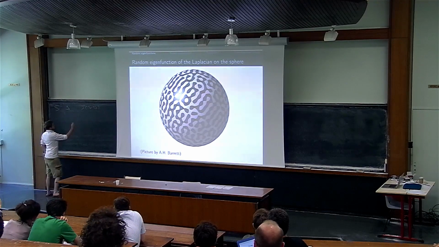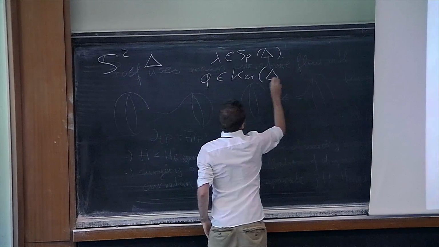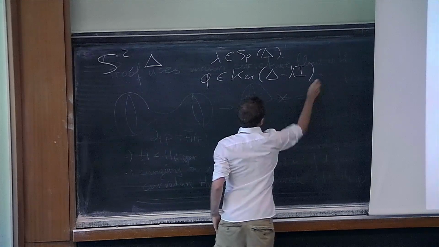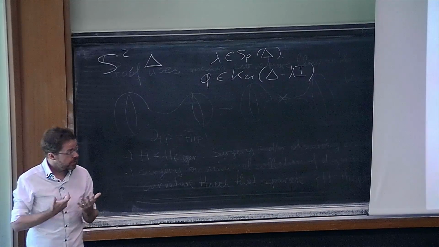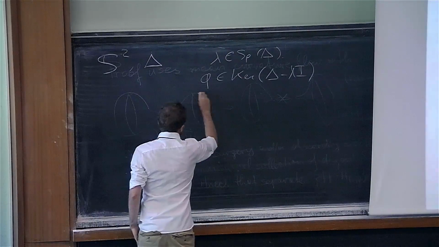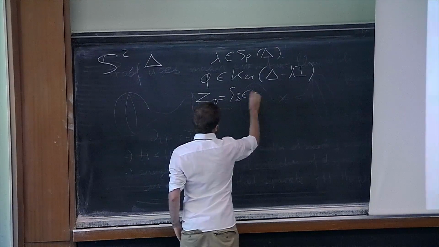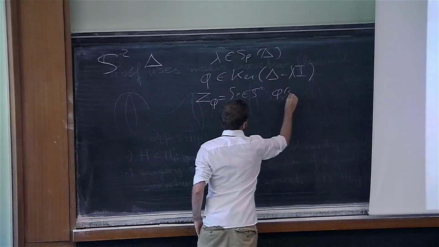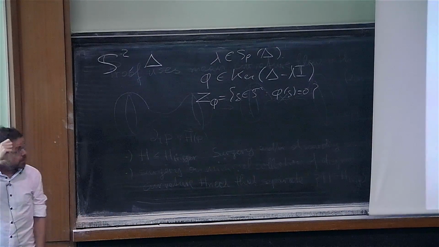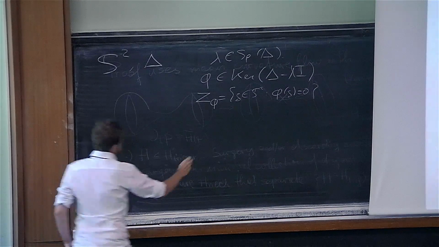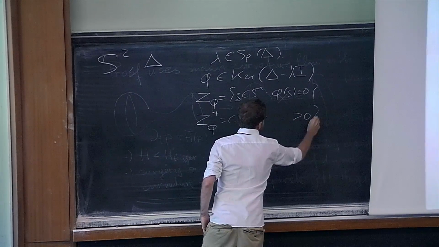So you take phi in the kernel of this, taken uniformly, and the object we want to understand is Z_phi, which is the set of z in the sphere such that phi of z is equal to 0. And maybe also Z_phi^+, which is the set where phi is positive.